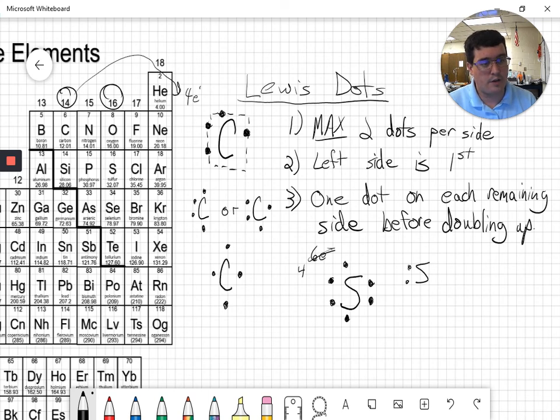So you could have drawn your sulfur like this. Doing a little better on my dots. Or you could have drawn your sulfur like this. Any of these is an acceptable way to draw it.